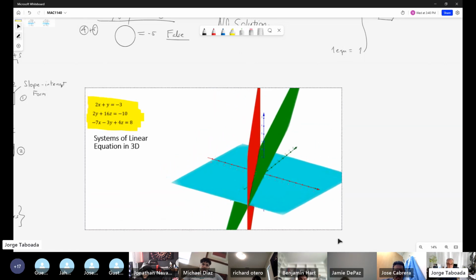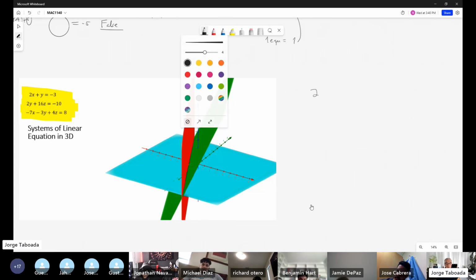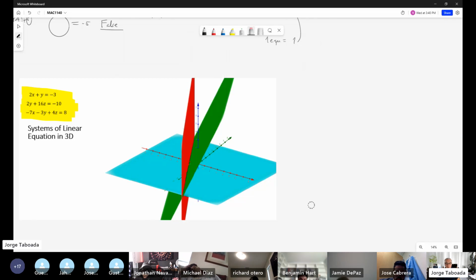I want to copy again to see more clear. Oh, look at that. This is the system. 2x plus y equal -3. This is my equation 1.